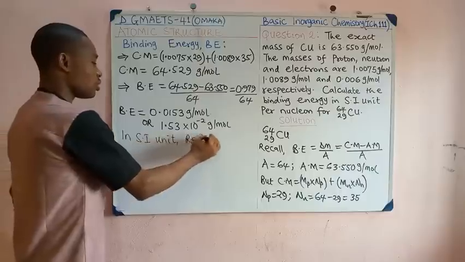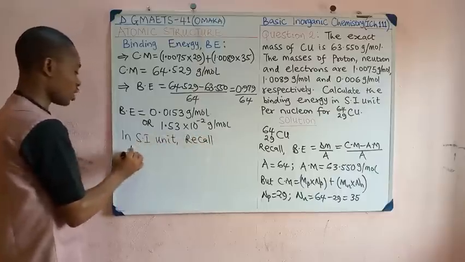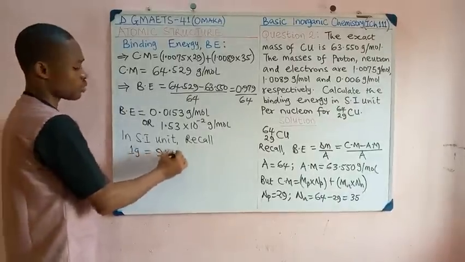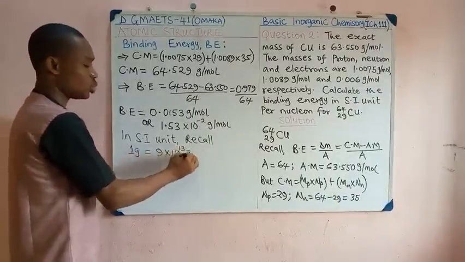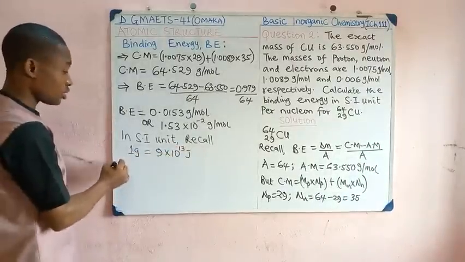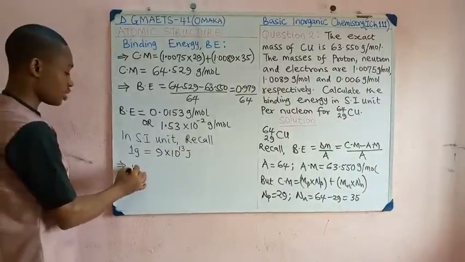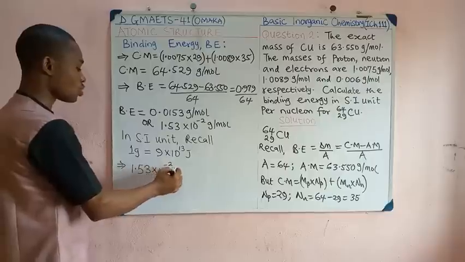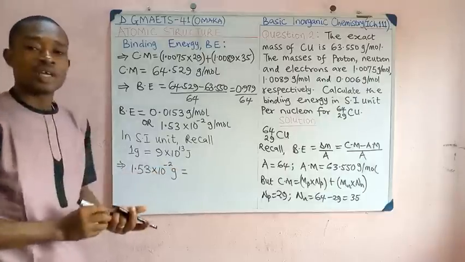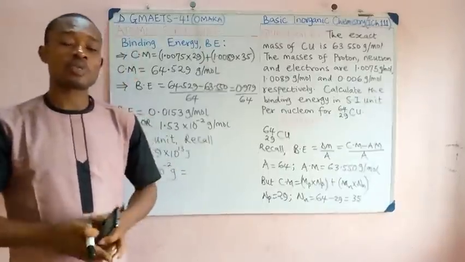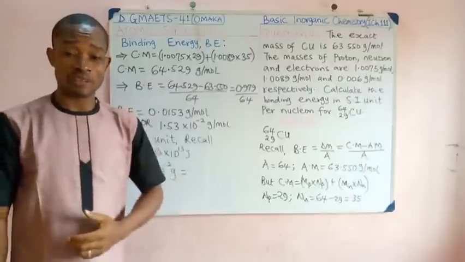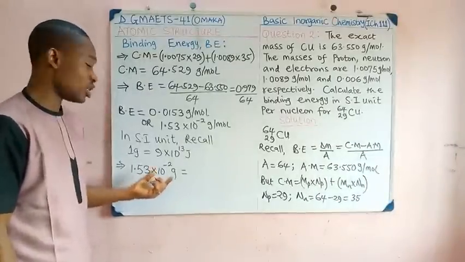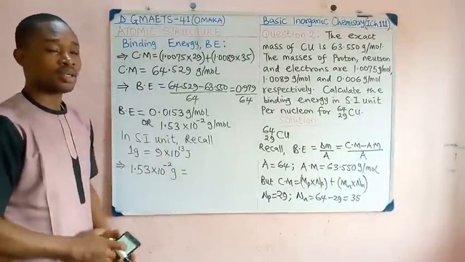Recall, we know the conversion factor that 1 gram per mole is equal to 9 times 10 raised to the power 13 joules. Is that okay? Therefore, it implies that 1.53 times 10 raised to the power minus 2 grams will now be equivalent to... To convert from the mass value to the SI unit joule of energy, simply multiply the mass you obtained in terms of the binding energy by this conversion factor, 9 times 10 raised to the power 13.